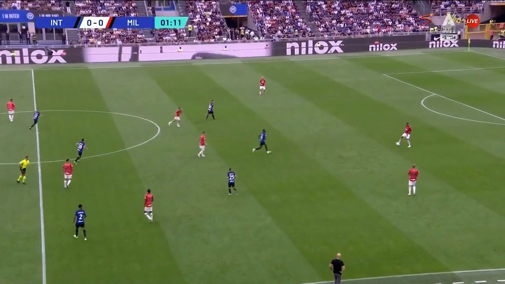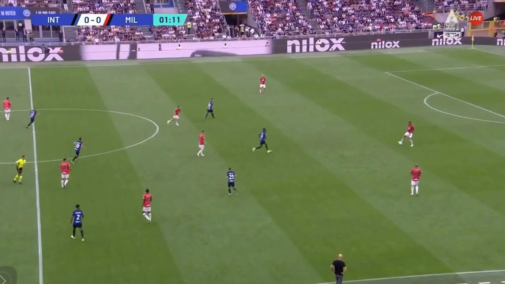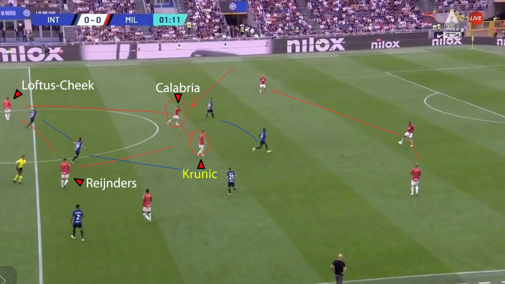Okay, next we're going to have a look at Milan's deep build-up and midfield shape, with Milan essentially playing this 3-2 and what for most of the game was a box midfield. So they had their right back Calabria tuck inside to become a second centre midfielder, with Krunic against what was mostly a 5-3-2 shape out of possession by Inter.